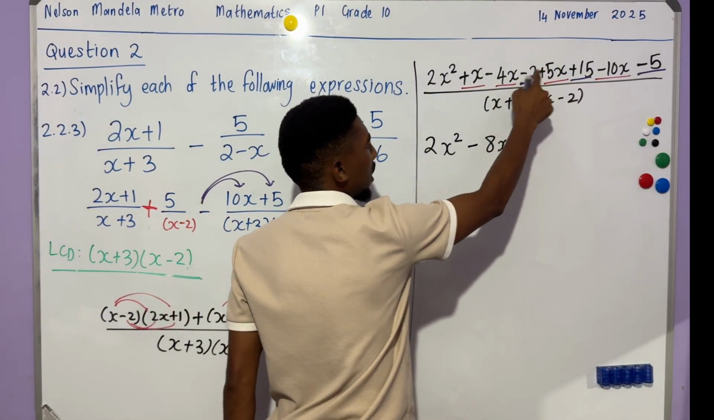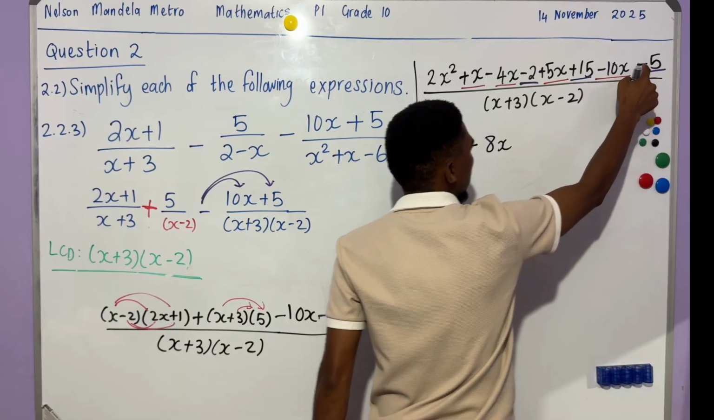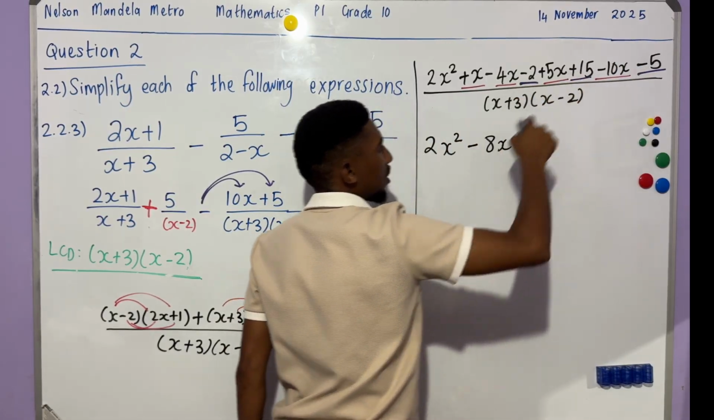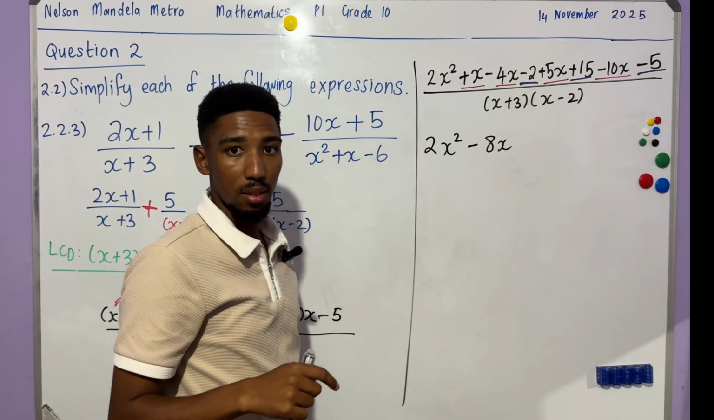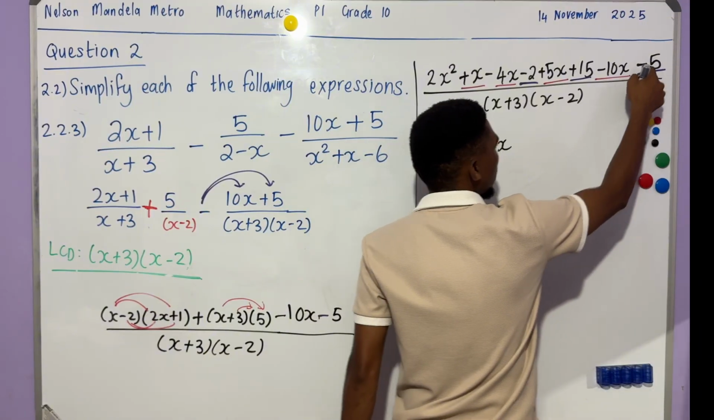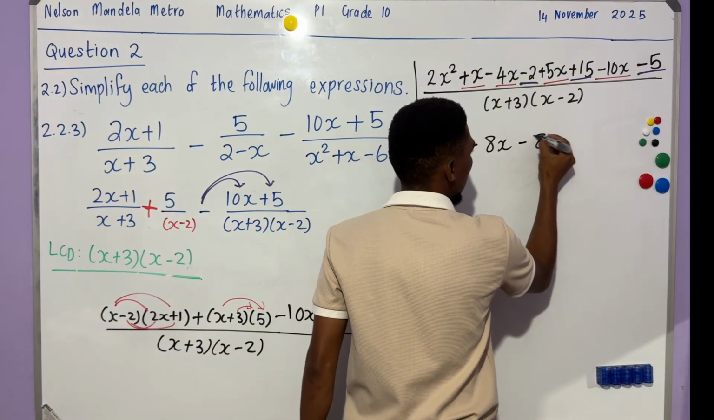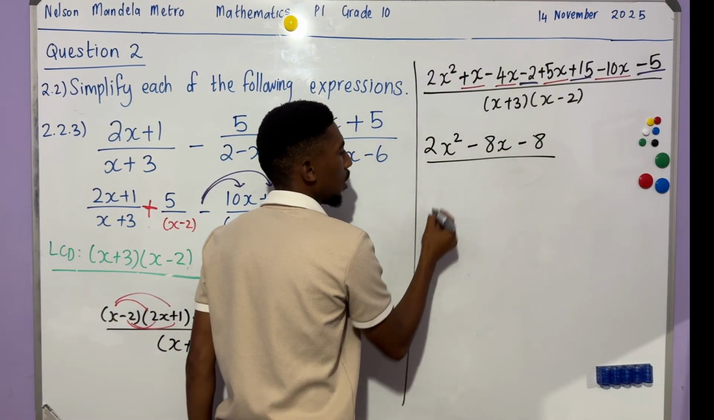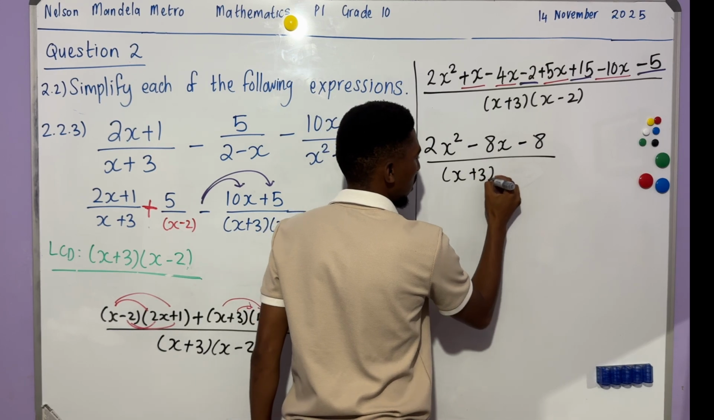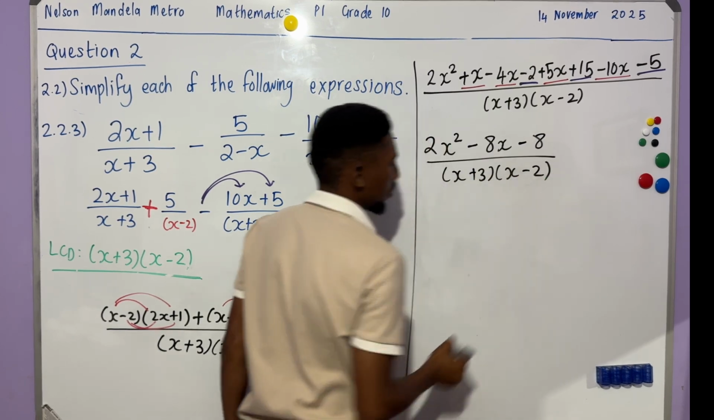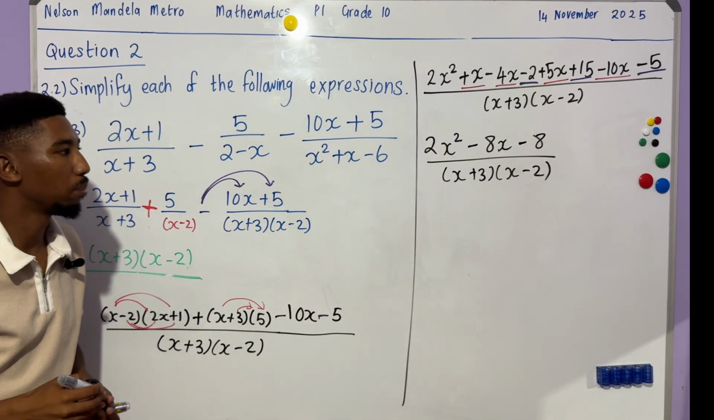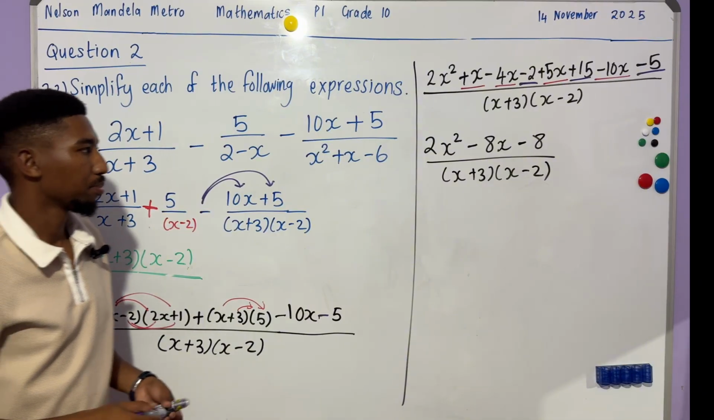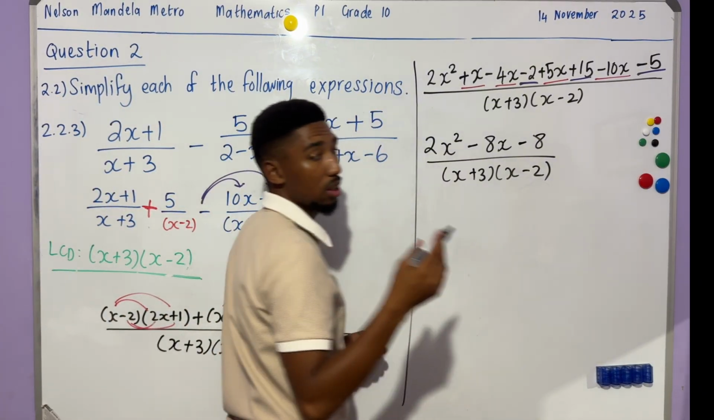And then we have the numbers minus 2 plus 15 minus 5. So minus 2 plus 15 is plus 13. Minus 5 gives us minus 8. That's still all over x plus 3, x minus 2. Do not forget to keep bringing the fraction along, the denominator along.